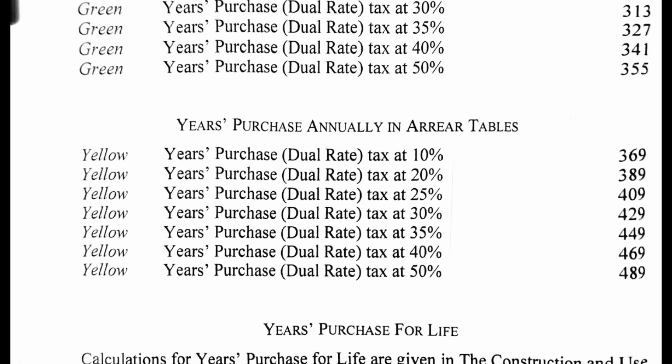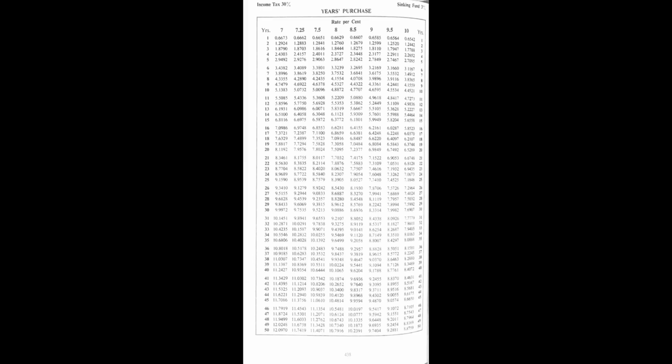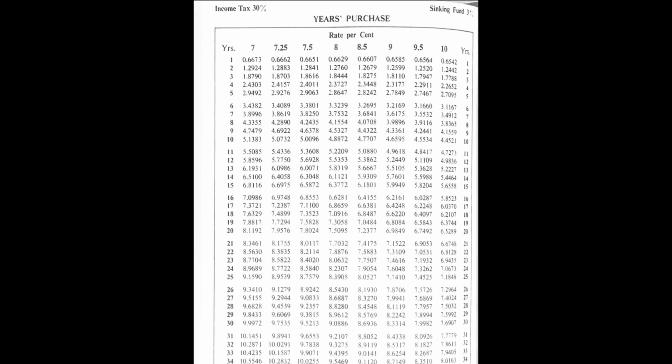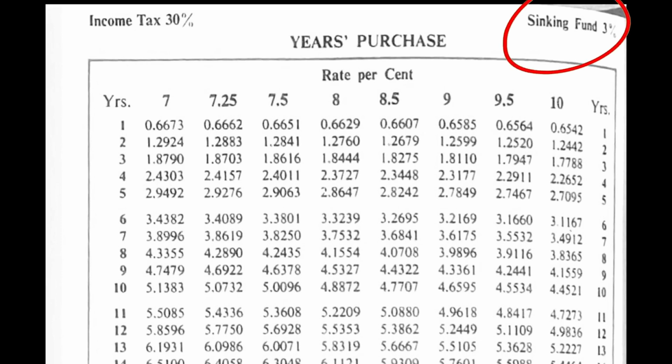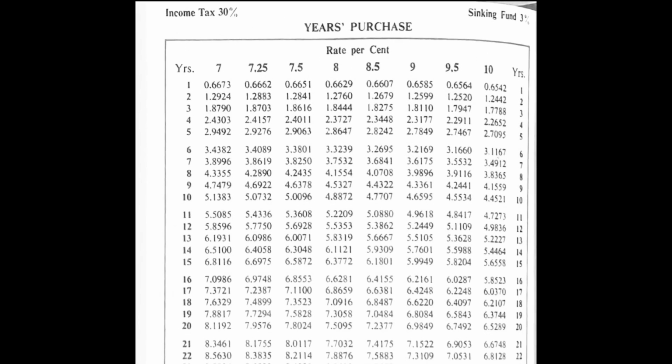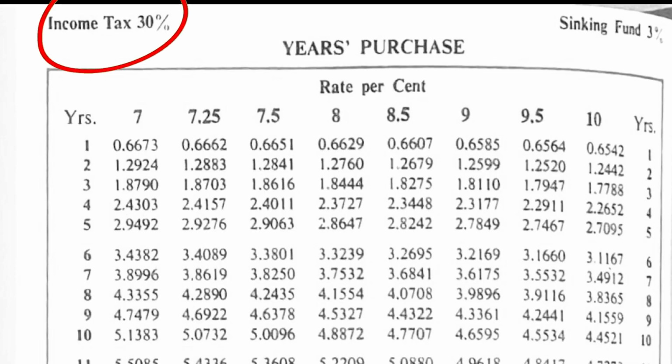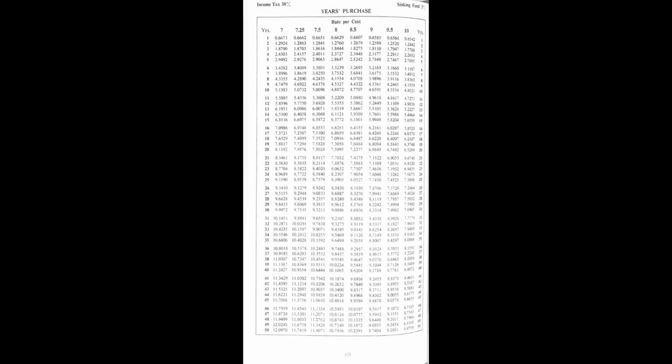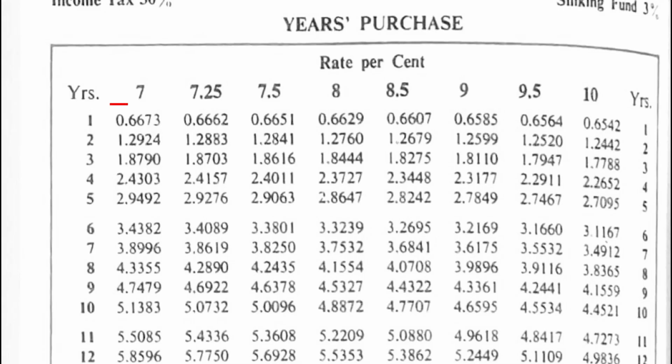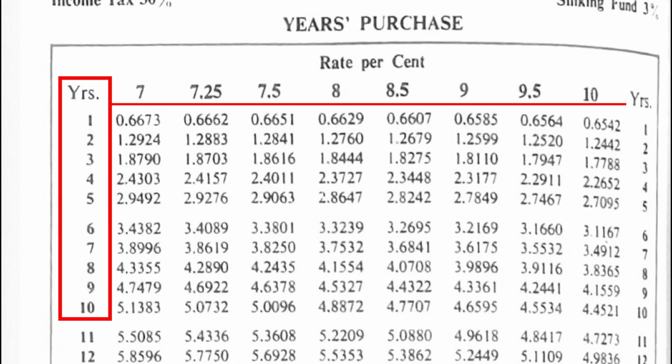and according to this table, 30% is on page 429. So there are four details you want to look out for in this table. You want to look out for the sinking fund rate, which of course is at the topmost right corner of the page. You want to look out for the income tax, which is at the topmost left corner of the page. Then you also want to look out for your remunerative rate, which is the first row on your table, and then you want to look out for your number of years, which is the first column on your table.